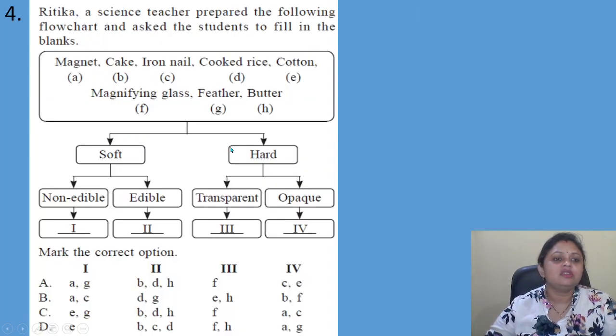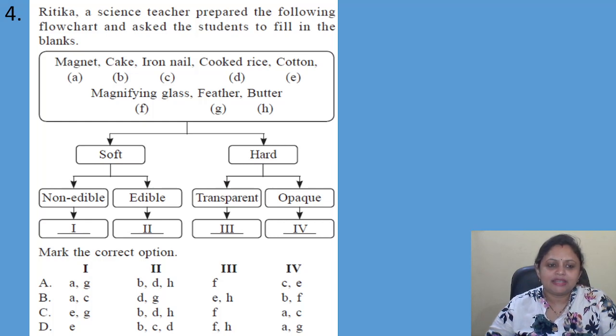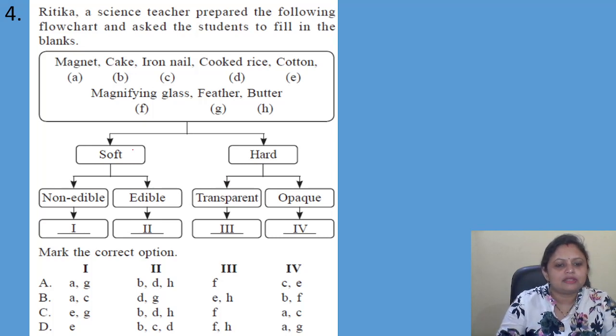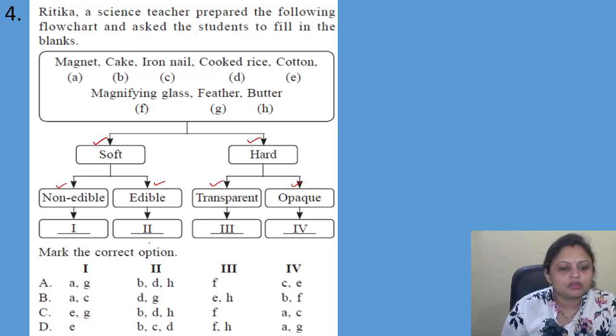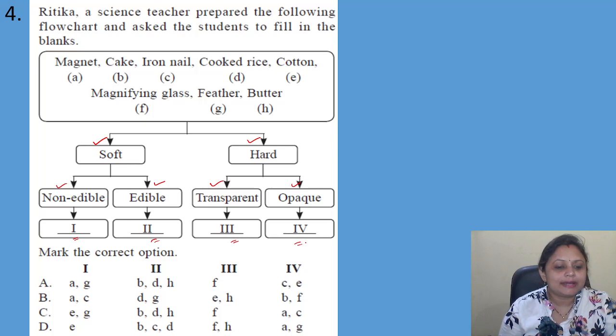Coming to the next question. Ritika, a science teacher, prepared the following flow chart and asked the students to fill in the blanks. Magnet A, cake B, iron nail C, cooked rice D, cotton E, magnifying glass F, feather G, butter H. We have classified them into two types, soft and hard. In the soft, it is non-edible and edible. In the hard, it is transparent and opaque. Options 1, 2, 3 and 4 are there. Here we have to fill the blanks. So mark the correct option.